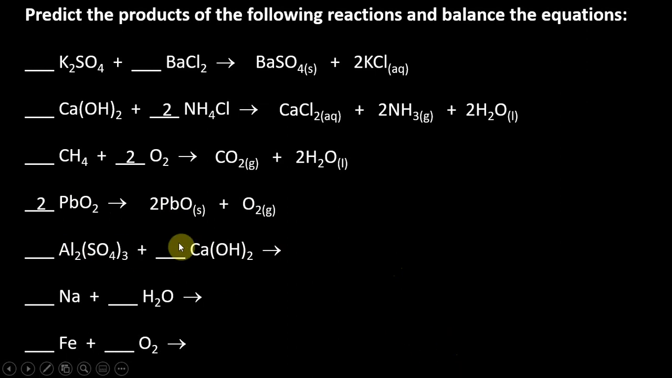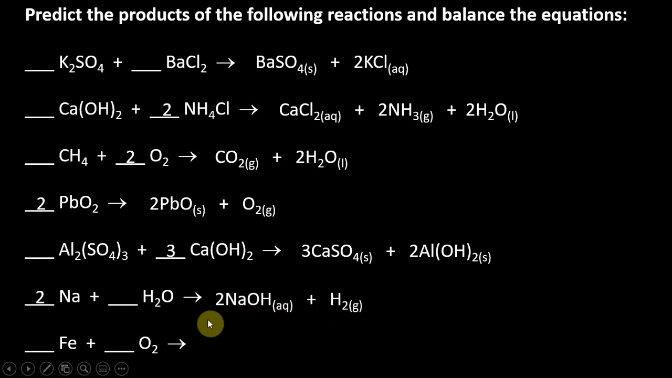The double displacement reaction between calcium hydroxide and aluminum sulfate. It's a unique situation actually where both products are solids, and that's fine. It can happen. It doesn't usually, but in this case it does. But we still get a precipitate, so there's definitely a reaction. The sodium metal plus water, so this gives us the hydroxide and hydrogen gas.